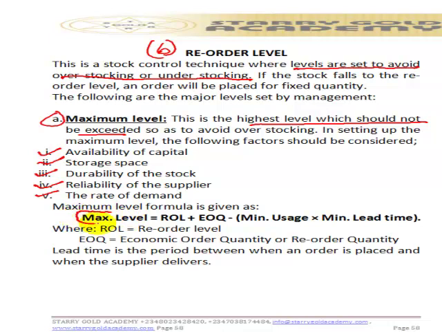The formula for the maximum level is given as the reorder level plus EOQ minus minimum usage times minimum lead time. ROL is reorder level, plus EOQ. Lead time is the period between when an order is placed and when the supplier delivers. So the difference between the period you will make an order and the period delivery will be made.